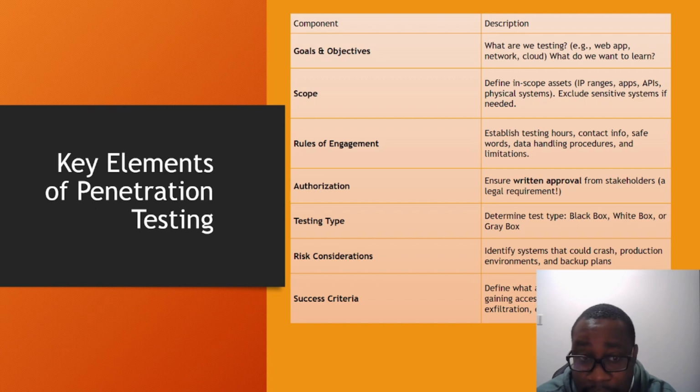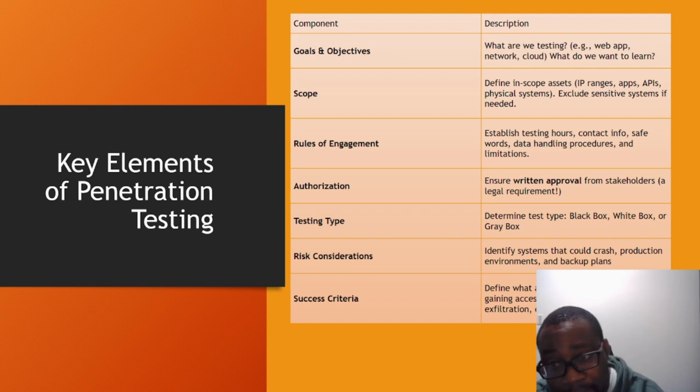Authorization. This is very, very important, and this will come on this exam, and it also came on the pen test exam that I did earlier this year. So you need written approval from stakeholders. It's a legal requirement. There's no way, at least I think for sure in the real world, but also in the test, that you can do a pen test without written approval, because if you don't, you are going to jail more than likely.